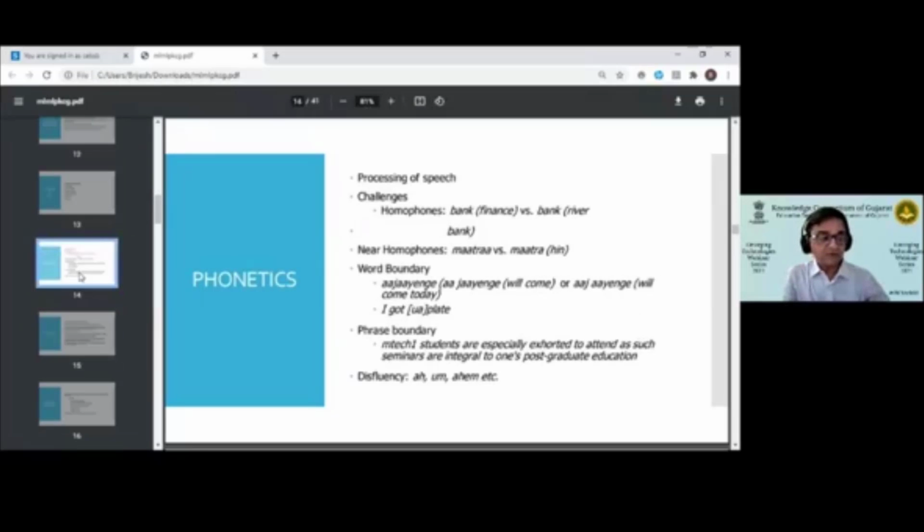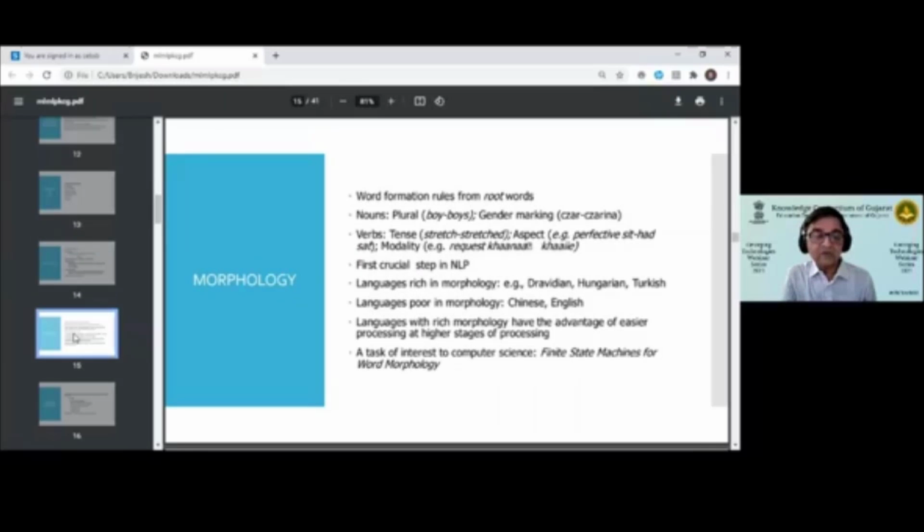If we start a natural language processing task from the spoken language, then the first step is to convert the spoken form into written form, construct it into text. And then all other steps involve text processing. And the first of them is morphology analysis. So morphology is finding the root word from the given word. So it is about word formation rules from the root word. For example, a noun has plural or gender marking. For example, boy and boys. So the plural boys needs to be mapped to the root boy.